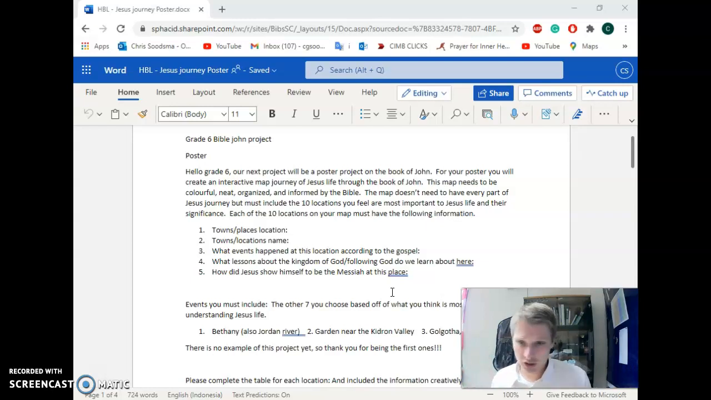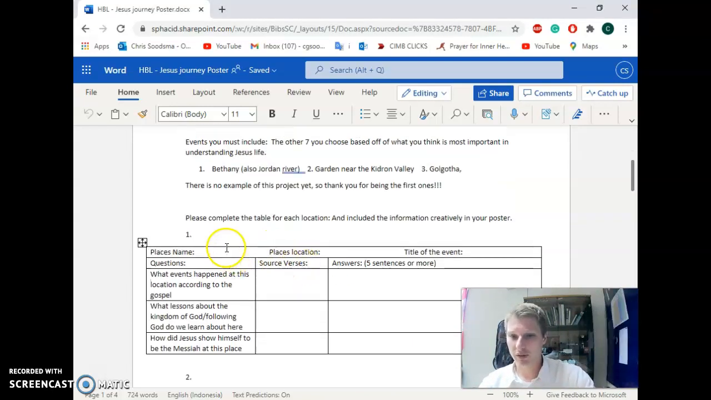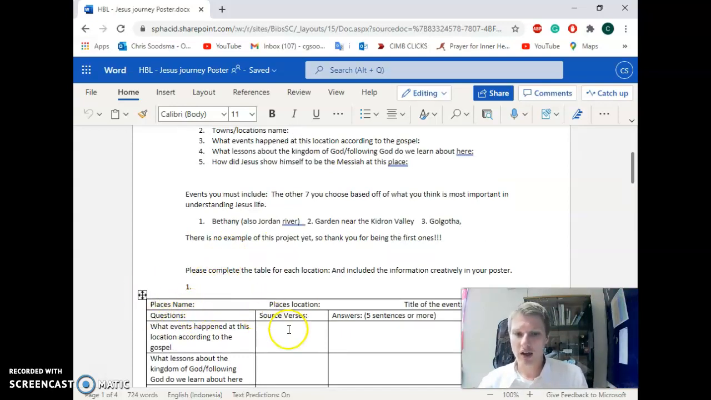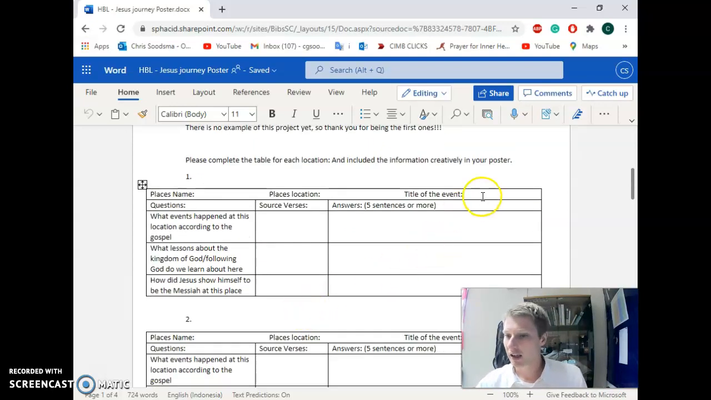Now, you can't just have 10 things. There's requirements. You need the town's place or location, right? If it's not a town, it's the Jordan River, make it the Jordan River, right? The name of it. So that's pretty simple. You have it right here. You can see where my cursor is. Place's name, temple in Jerusalem. Place location, in Jerusalem. Title of the event, right? Is it the baptism? Is it the Mount of Transfiguration? What is it? And then you write down what events happened at this location.